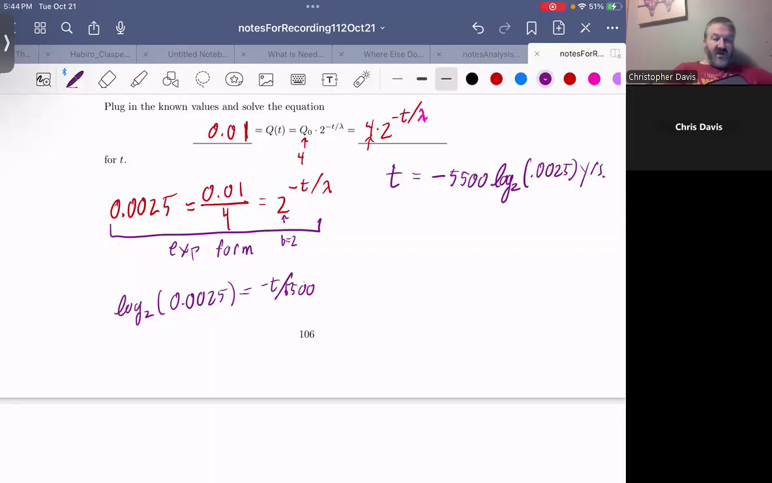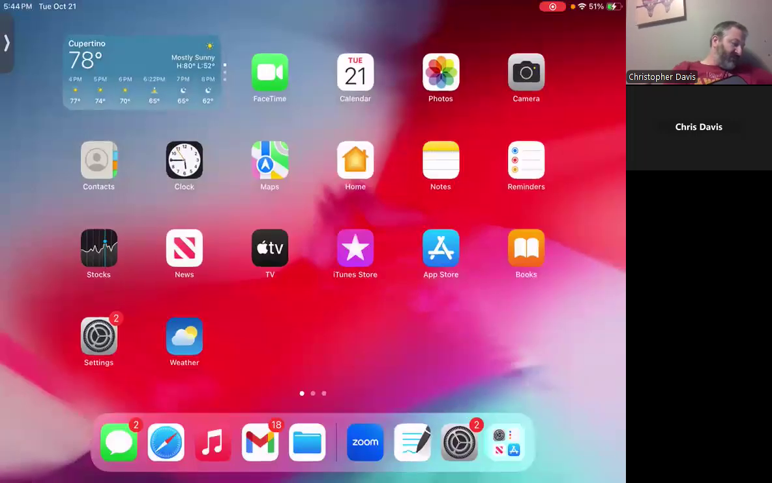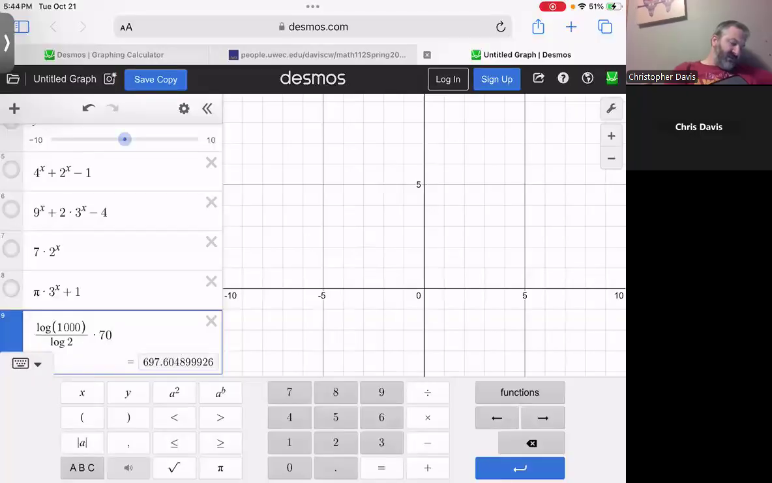And if I want to actually know the size of this number, I'm going to need to compute that somehow. So let's go back to the machine. So that 70 is now negative 5,500. Where's my backspace? There's my backspace.